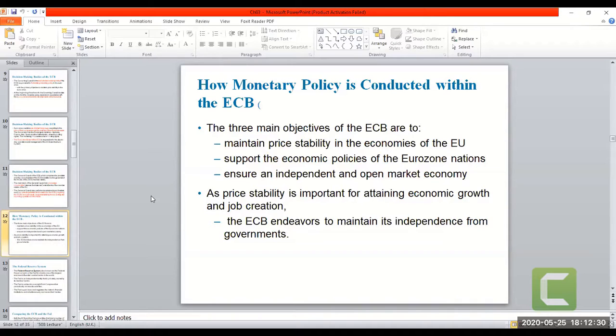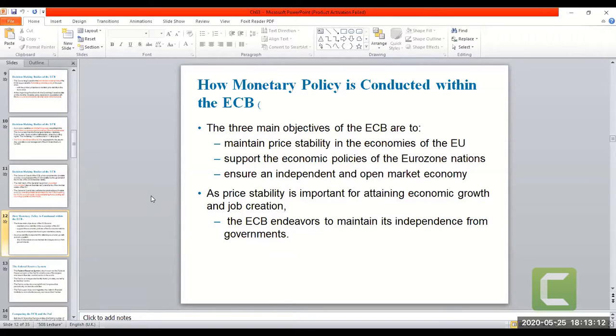Another issue is how monetary policy is conducted within the European Central Bank. Basically, the bank has three objectives. The first objective is to maintain price stability in the economy, support economic policies of Eurozone nations, and ensure an independent and open market economy. The main function is to maintain price stability, and the bank also provides other supporting services.